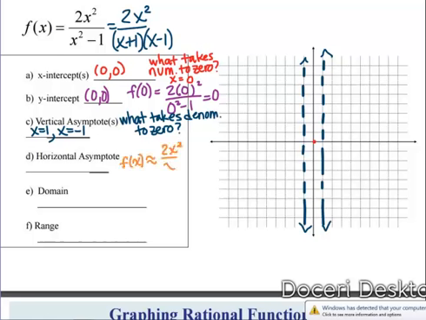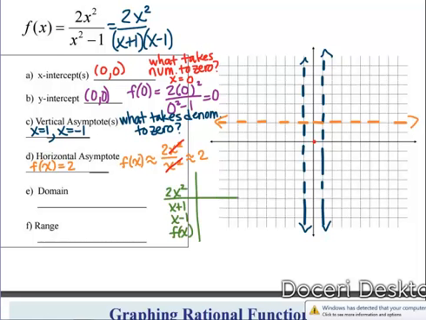We keep on going down to the horizontal asymptote, and we throw away the noise. We look at only the highest power of x on the top and on the bottom. We simplify and we get 2, and we have our horizontal asymptote, f of x equals 2.